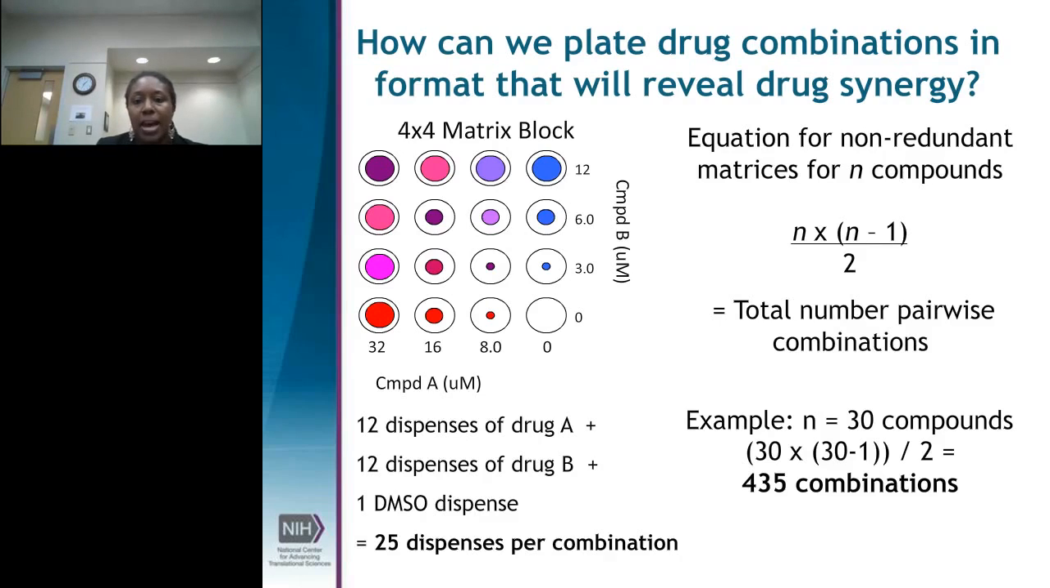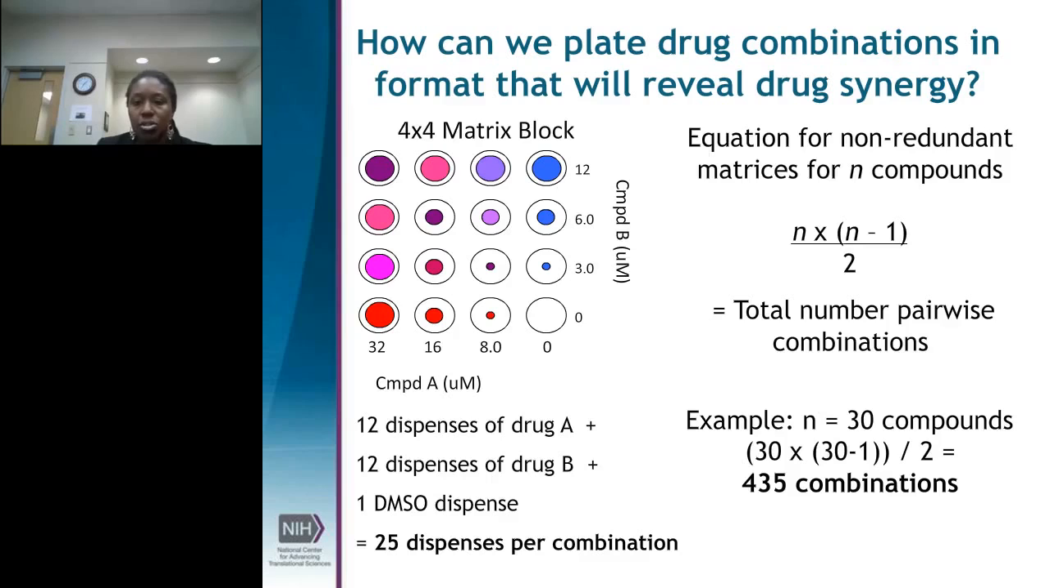So you can see that on the right there is an equation for how we calculate non-redundant matrices for n number of compounds. You basically just take n, multiply that by n minus 1, and then divide that by 2, and that gives you the total number of pairwise combinations. The example I've given you here on this slide is, let's say that your n is 30 compounds. 30 multiplied by 29, divided by 2, is 435 combinations.